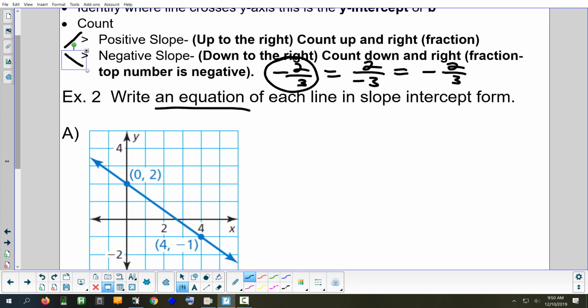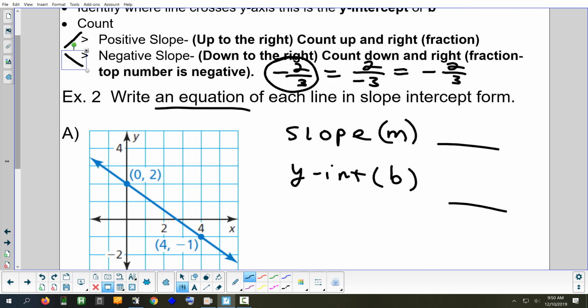Okay. First of all, if you look at that line, is that going to be a positive slope or a negative slope? Negative. Yeah, it's negative because it's slanting down. Okay, so we'll keep that in mind. It's a negative slope. In order to write the equation, what are the two things I have to find? The slope and the y-intercept. What letter is slope again? M. And the y-intercept? B.